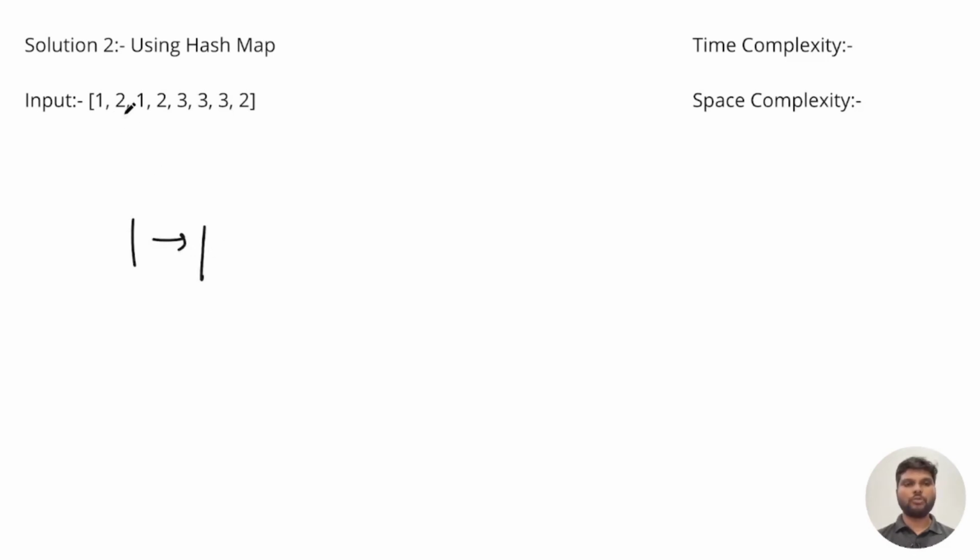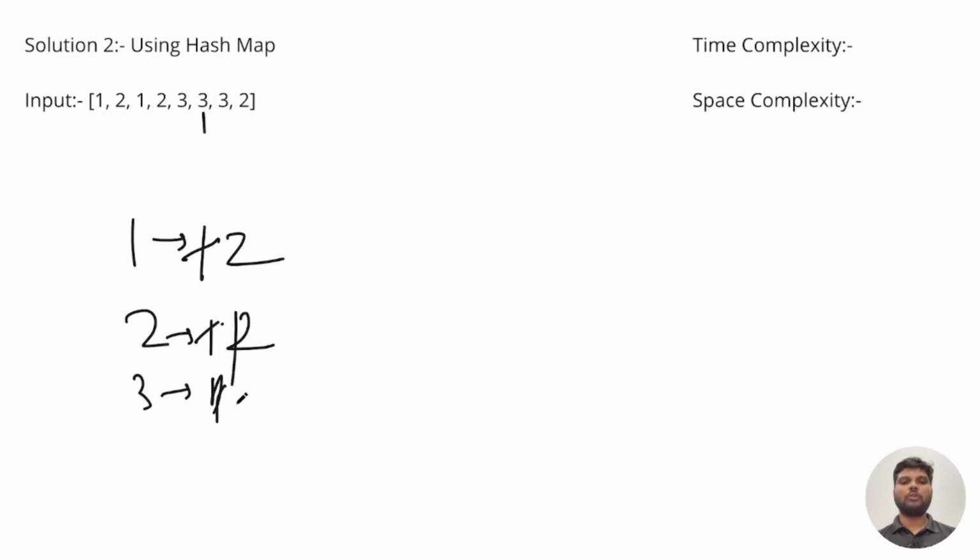Then we will encounter 2. As 2 is not there in the hash map, we will write 2 with the frequency as 1. Then we encounter 1 again, so we will increment the frequency of 1. Then we encounter 2 again, so we will increment the count of 2. Then we encounter 3. As 3 is not present in the hash map, we need to make an entry for 3 with the count as 1. Then we encounter another 3, so we need to increase the count of 3. Then we encounter this 3, so let's increment the count again, and then we encounter the last 2, so let's increment the count of 2 again.